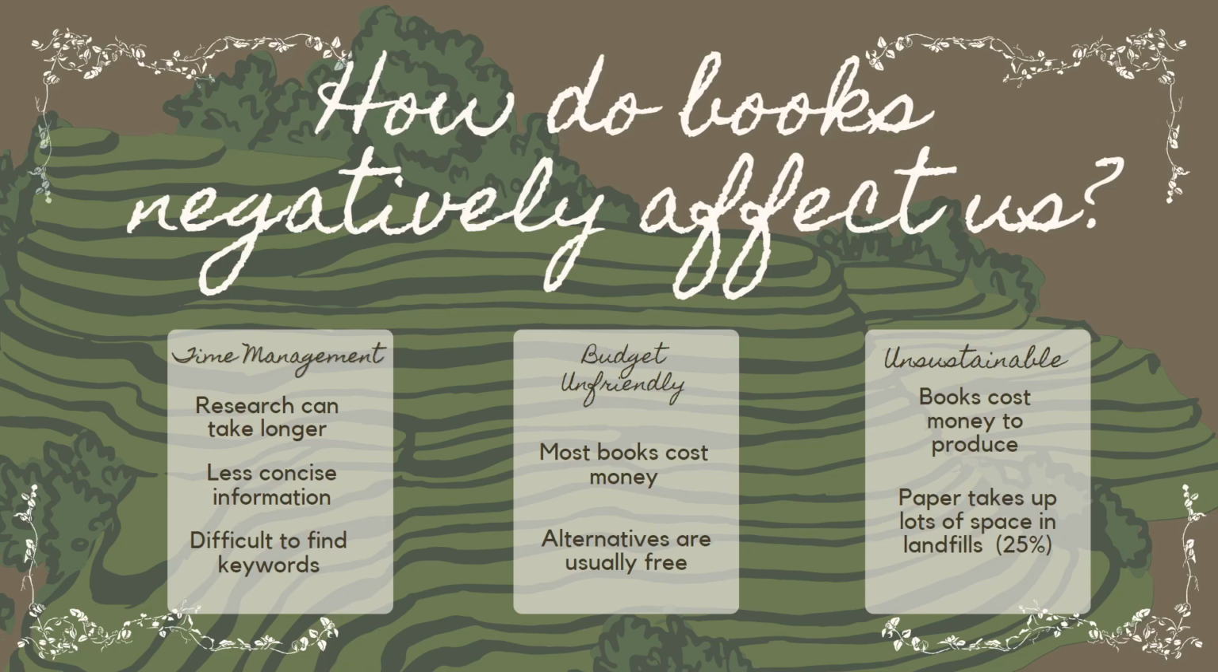Next, books are a rather unsustainable option. Books cost time, materials, and money to produce, whereas online alternatives take up no waste and can be published by just one person. Paper, once discarded, takes up lots of space in landfills and actually makes up as much as 25% of the waste in dumps.